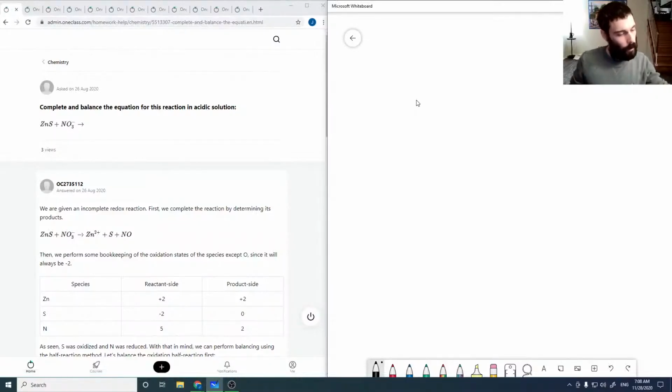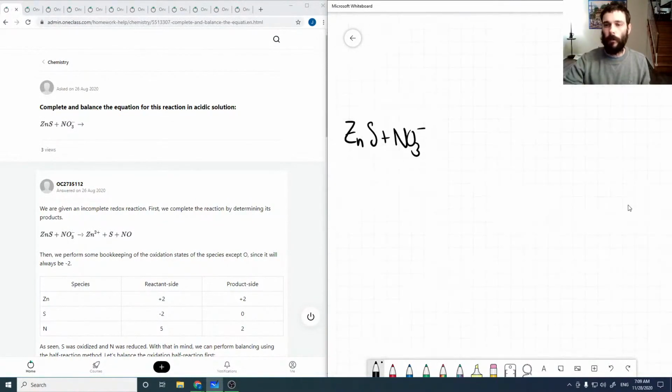Okay, so now we're going to balance this redox reaction in acidic solution. So the products of this reaction, I'm just gonna scoot this down, will be zinc 2 plus, sulfur, plus NO.